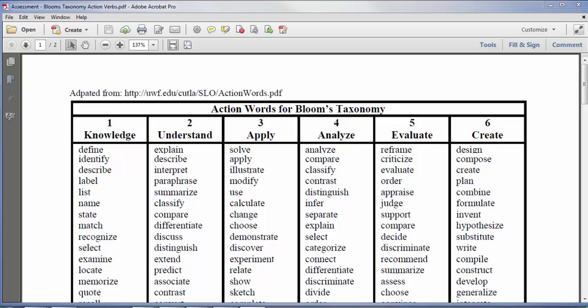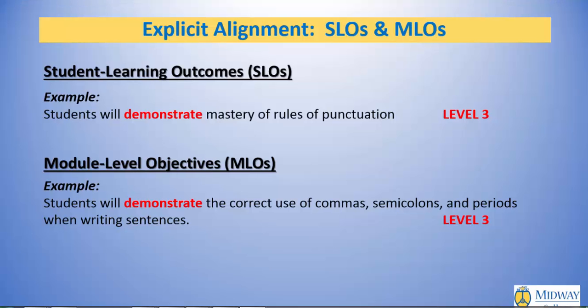Let's look at an example of an alignment between MLOs and SLOs using the Bloom's taxonomy chart. You will notice the chart is organized by levels of cognition. Level 1 is knowledge, level 2 is understand, and so on. Under each cognition level are the key words and verbs which you will identify in your SLOs and MLOs. Let me show you an example of SLO-MLO alignment, and then I will demonstrate how to use the alignment form for all key course components.